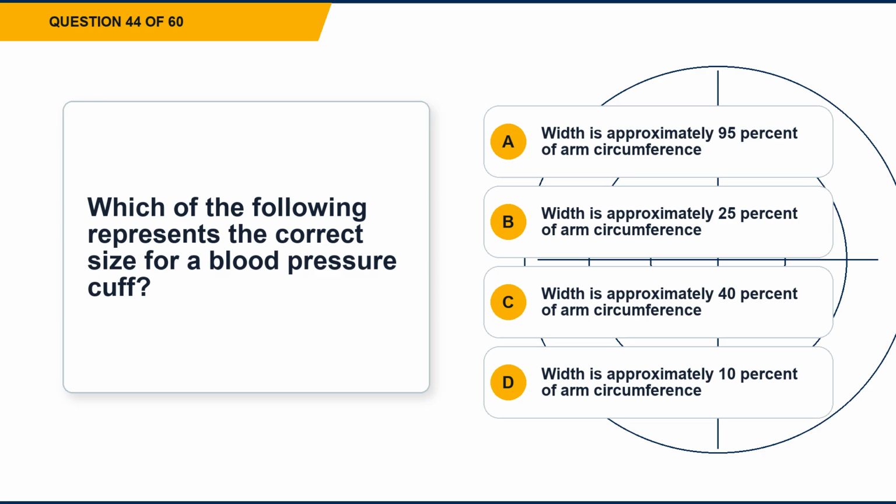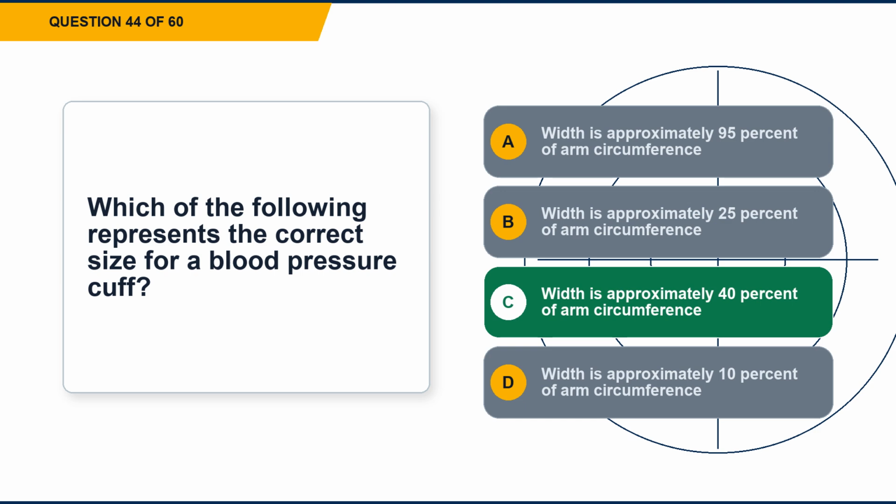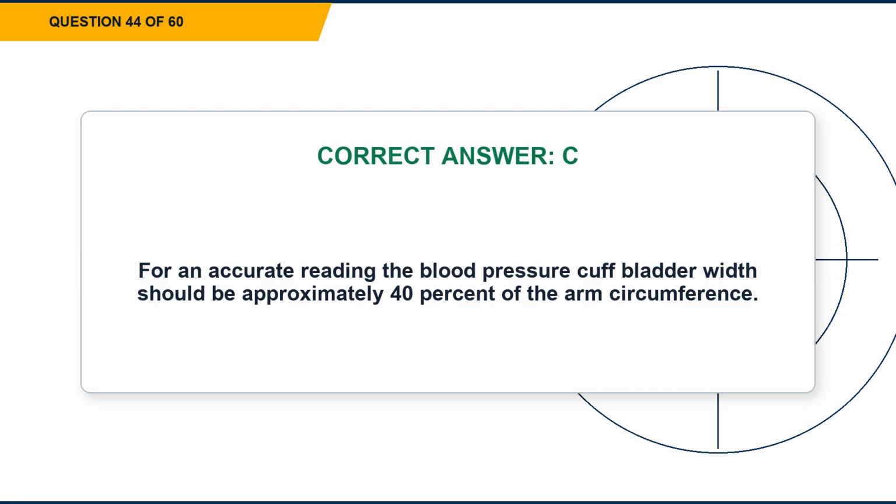Question 44. Which of the following represents the correct size for a blood pressure cuff? Option A. Width is approximately 95% of arm circumference. Option B. Width is approximately 25% of arm circumference. Option C. Width is approximately 40% of arm circumference. Option D. Width is approximately 10% of arm circumference. The correct answer is option C. Width is approximately 40% of arm circumference. Explanation. For an accurate reading, the blood pressure cuff bladder width should be approximately 40% of the arm circumference.